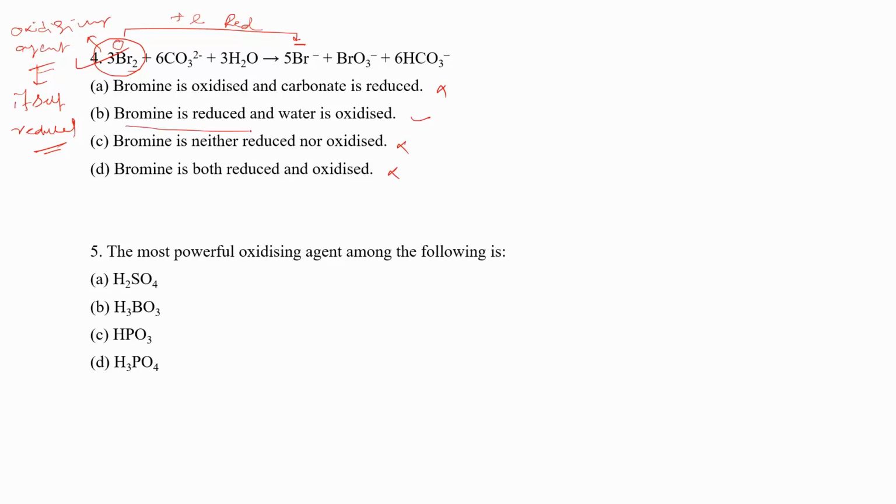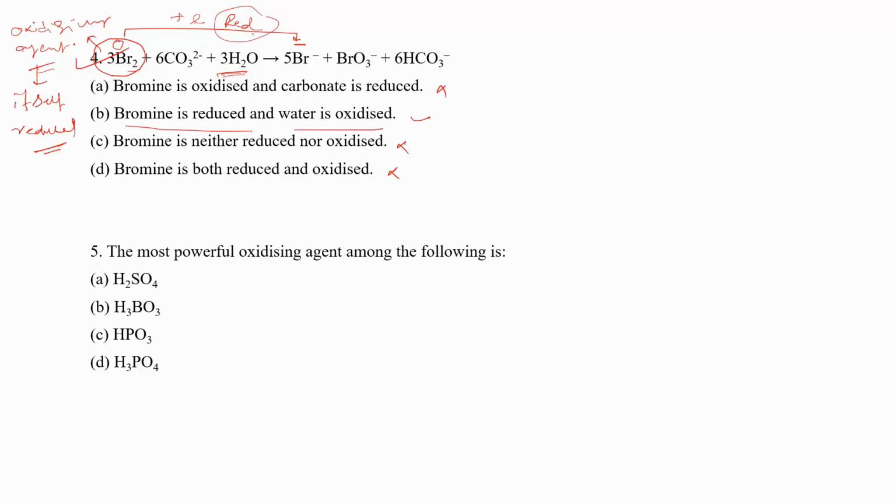Bromine is reduced and water is oxidized. This is the fact: when bromine is reduced, there is another species that is oxidized, so water is oxidized here. Simply see that the oxidation state of bromine changes from 0 to -1. So it is a reduction reaction, a gaining of electron, which means reduction.